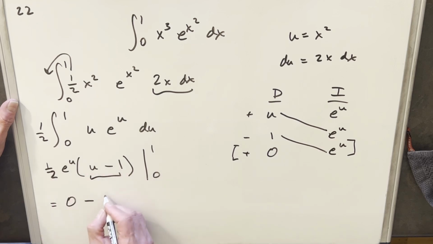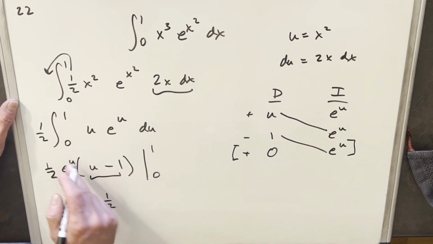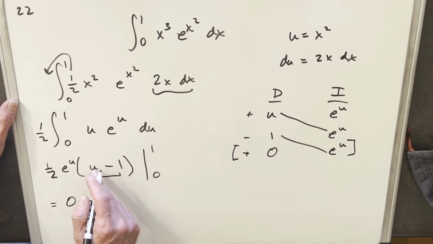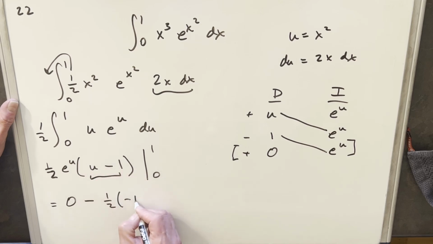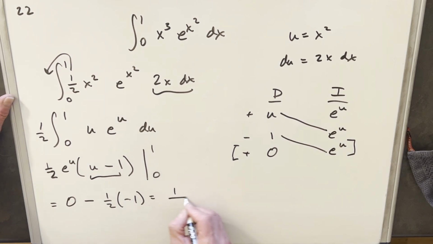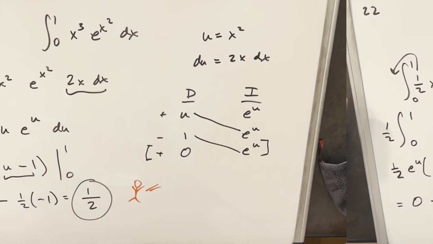Then plugging a 0 in, we're going to have our half. e to the 0 is 1. 0 minus 1 is minus 1. And so we're going to have a nice final solution. Just multiplying minus 1 times minus a half, we get 1 over 2. So that's it. Good quick problem.